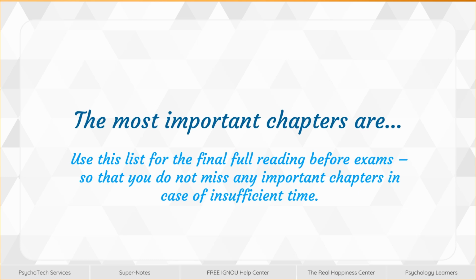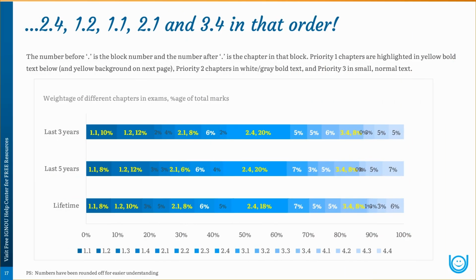Next, let's look at the most important chapters. The most important chapters are 1.1, 1.2, 2.1, 2.4 and 3.4. Here the number before is the block number and the number after is the chapter in that block. So 1.2 refers to block 1 chapter 2 and 3.4 refers to block 3 chapter 4.